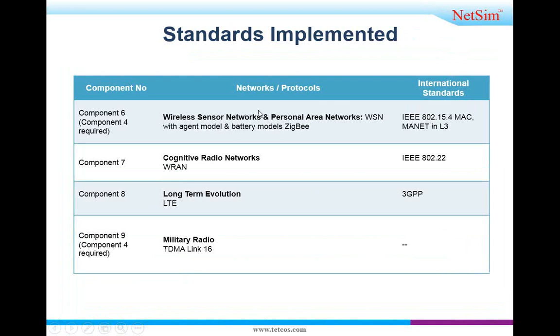Now component 6. Component 6 is wireless sensor network and personal area network, that is with agent model and battery model, ZigBee. And component 7 has cognitive radio network, that is wireless radio area network. Component 8 is LTE, long term evolution. And component 9 is military radio, TDMA Link 16. And for using components 6 and 9, you need component 4. It is the MANET part you need to run these components.